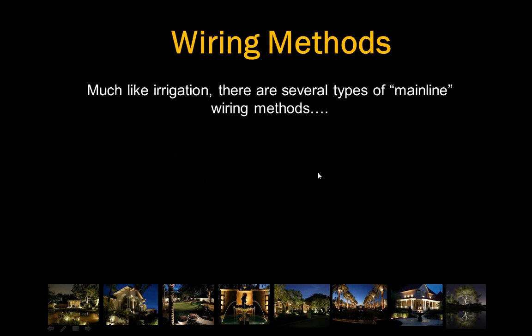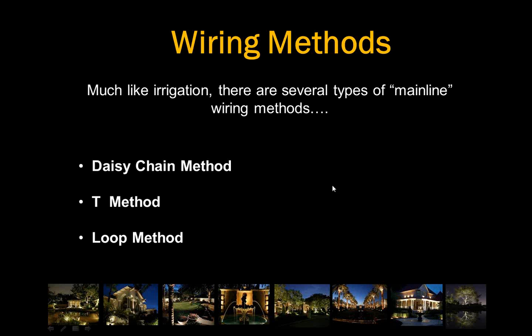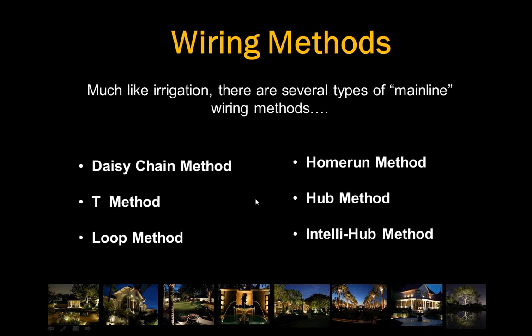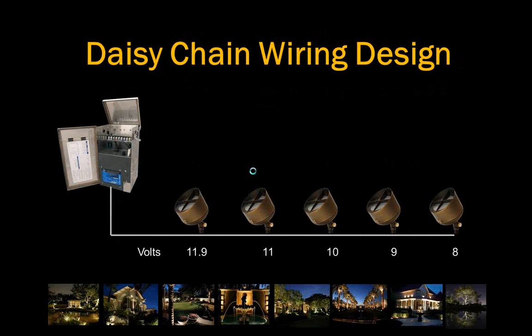Finally, we're going to talk about the different wiring methods. So again, much like irrigation, we've adopted several different wiring methods to account for voltage drop. Daisy chain method, T, loop, home run, hub, and telehub. Now the first three you've seen in probably every single different irrigation design.